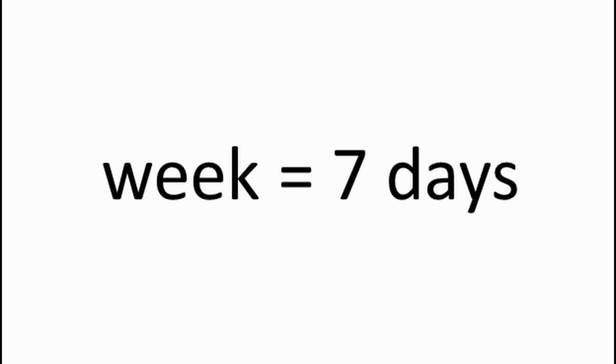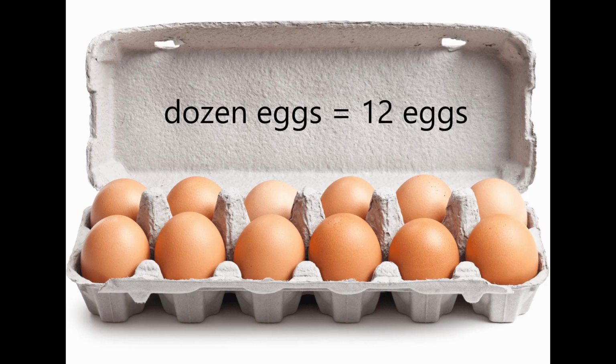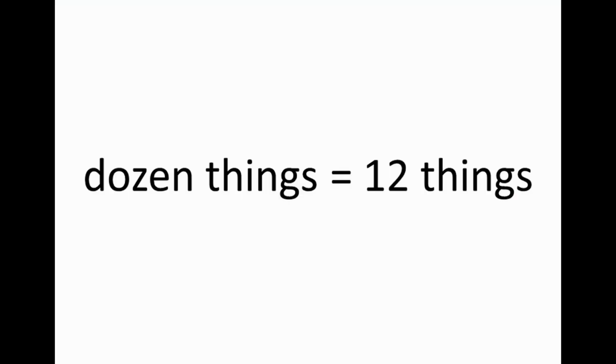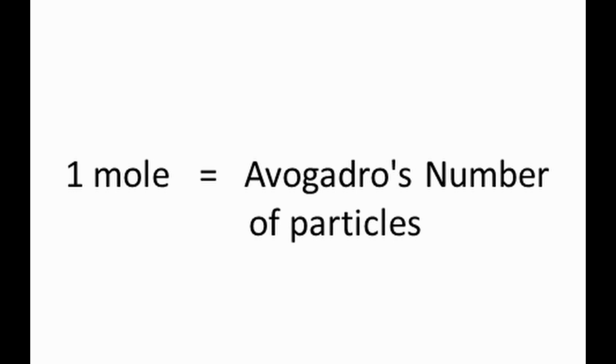A week of days is 7 days. A dozen eggs is 12 eggs. A dozen corn cobs contains 12 corn cobs. A dozen of anything contains 12 of that thing. A mole is Avogadro's number of things.